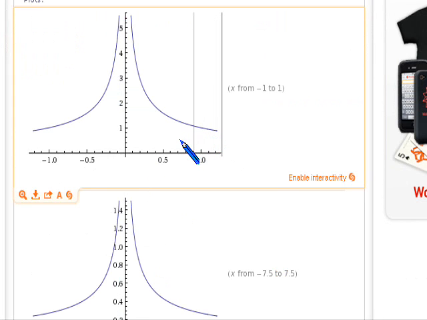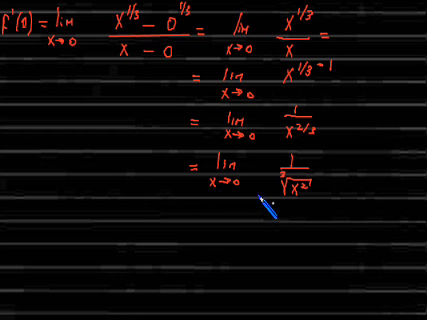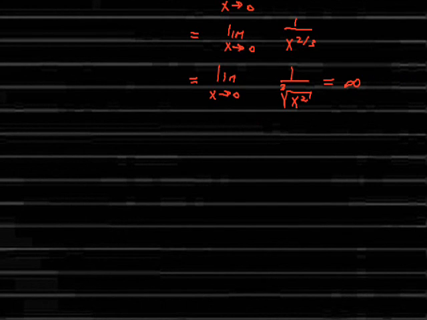Now as you approach 0 from the right, notice that this is shooting up. The function is shooting up. If you approach 0 from the left, the function is shooting up. So clearly the limit as x approaches 0 of this function is going to be equal to infinity. And that is really what we were looking to show.